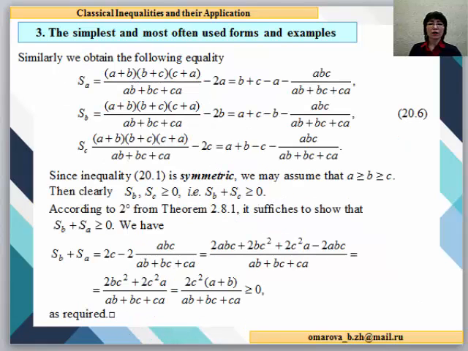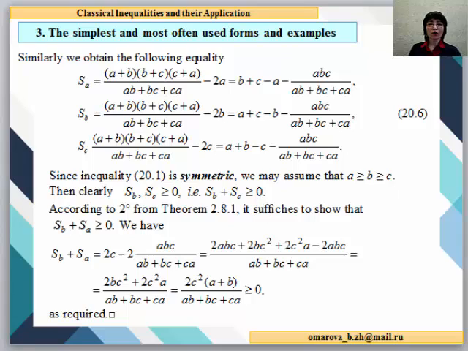Similarly, we obtain the following equality 20.6. Since inequality 20.1 is symmetric, we may assume that A is greater than or equal to B, and B is greater than or equal to C. Then clearly we obtain the following equality. The S sub B and S sub C are non-negative and their sum is non-negative.